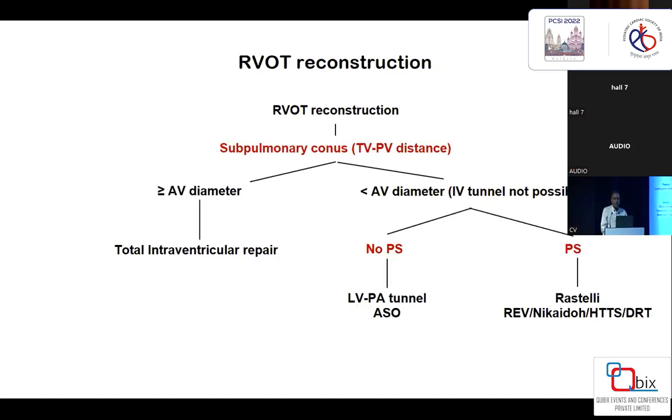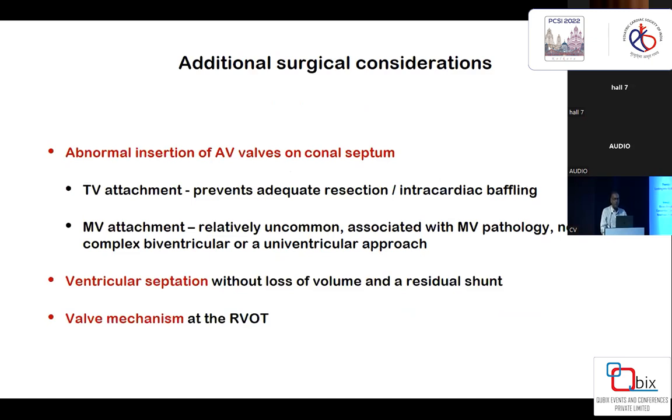Similarly, the substrate for residual problems in the RVOT, again, is how we construct the RVOT. We have to calculate the tricuspid to pulmonary valve distance. If it is greater than the aortic valve, it is an easy, straightforward total intraventricular tunnel. But if it is less than the aortic valve, and if the tunneling is not possible, and if there is no PS, then we can straight away go with the arterial switch operation. If there is a PS, then we have got a whole gamut of options available in the surgical armamentarium.